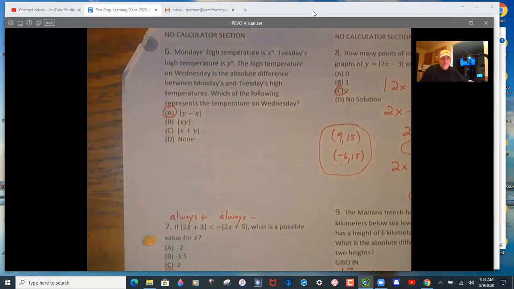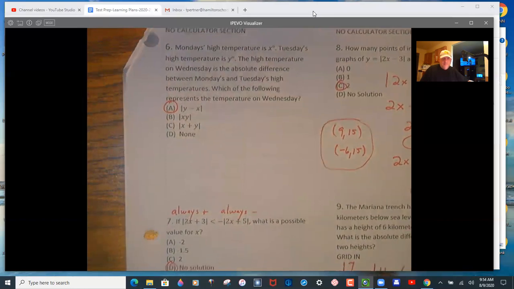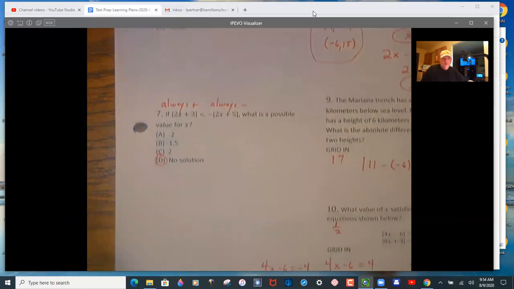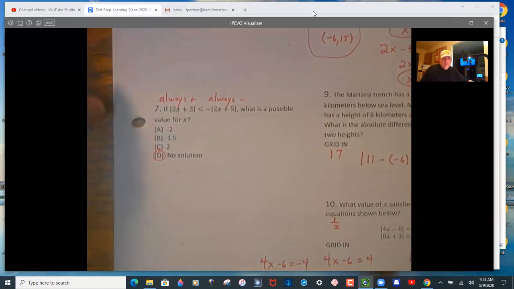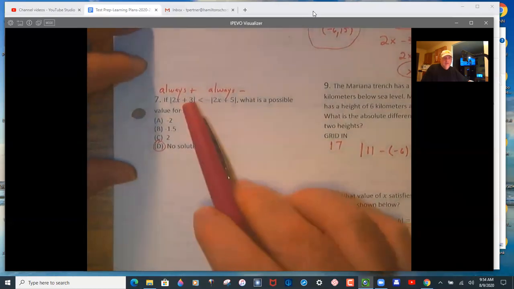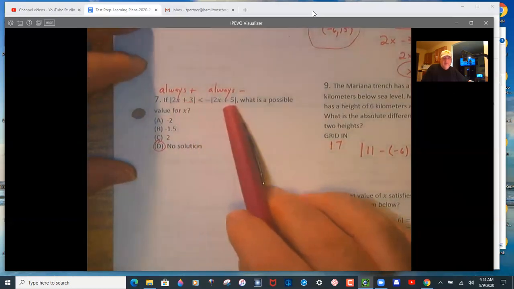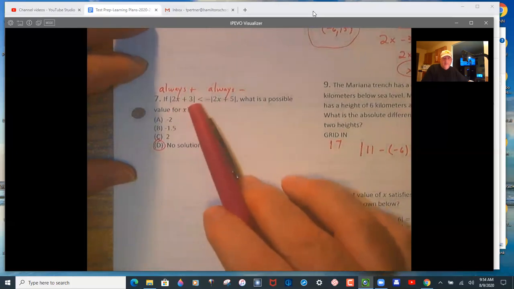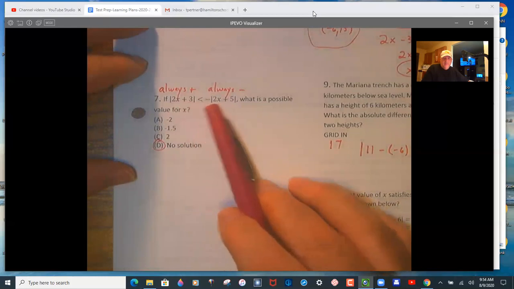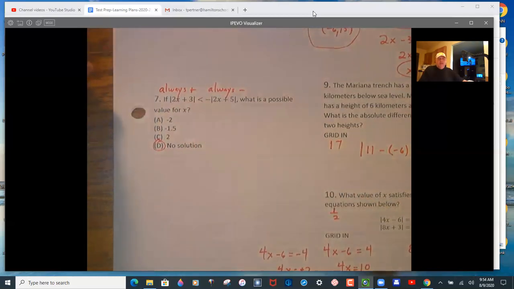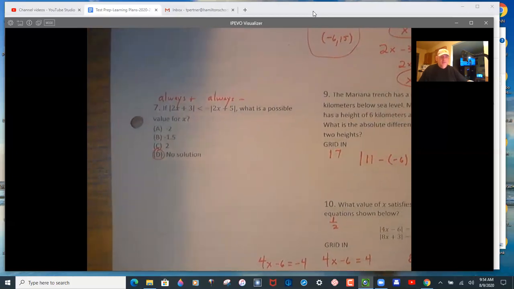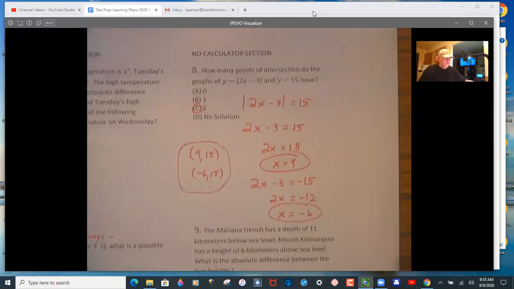Number 6, so the difference is always the absolute value of the subtraction. And it can be y minus x or x minus y. Number 7, so this is always positive on this side, this is always negative. So what's a possible value? So there's no way a positive can be less than a negative at all. So there's never a possible solution that can go in there for that equation.